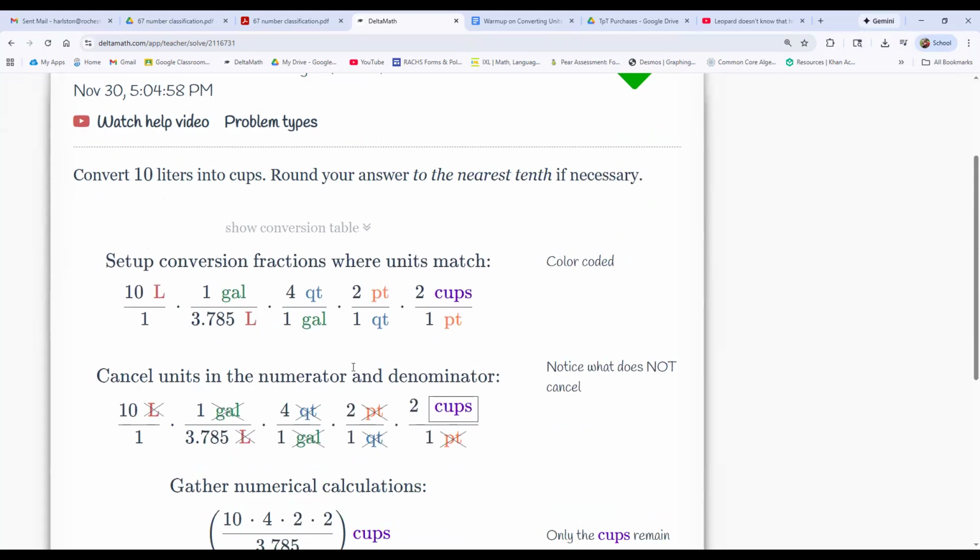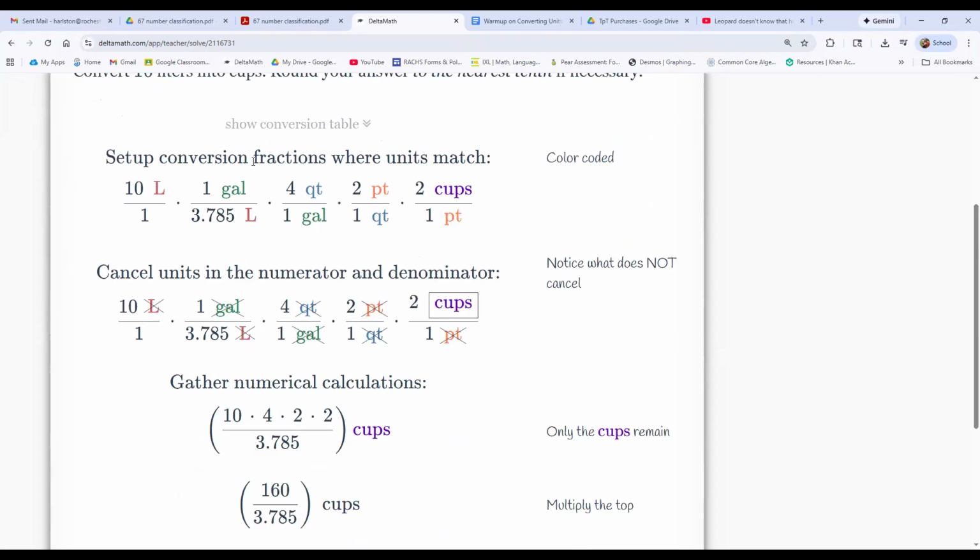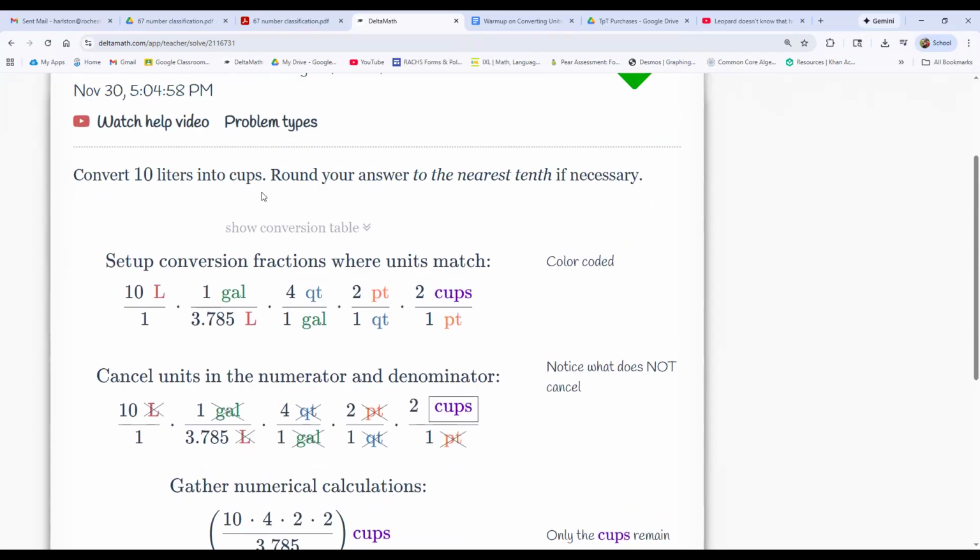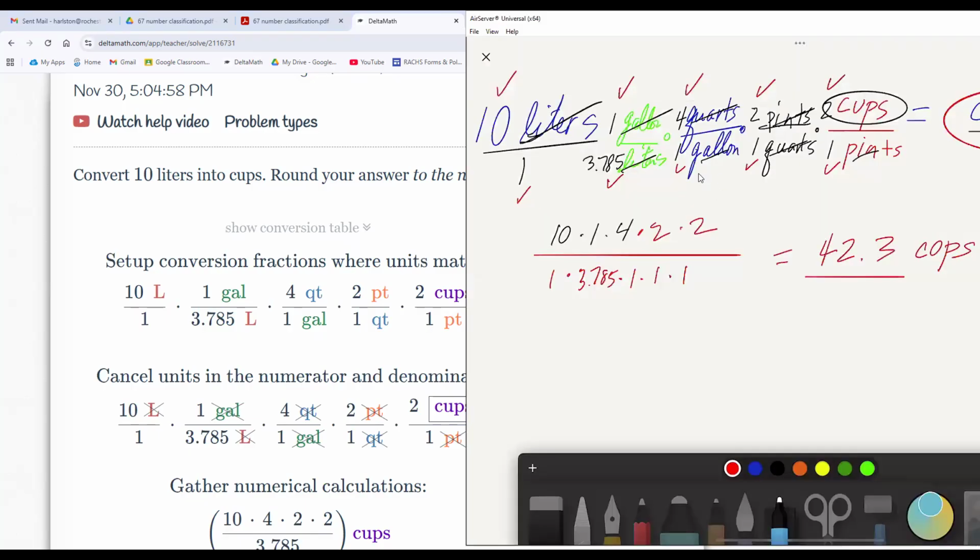Now, the thing that you got to realize is that if you are converting from liters to cups and there's not one conversion factor that goes directly from liters to cups, you got to go get some intermediary conversion factors. So that's what I had to do. And it was involved. So I had to do gallons to liters, and then from gallons to quarts, from quarts to pints, from pints to cups. But I ultimately worked my way back to cups.